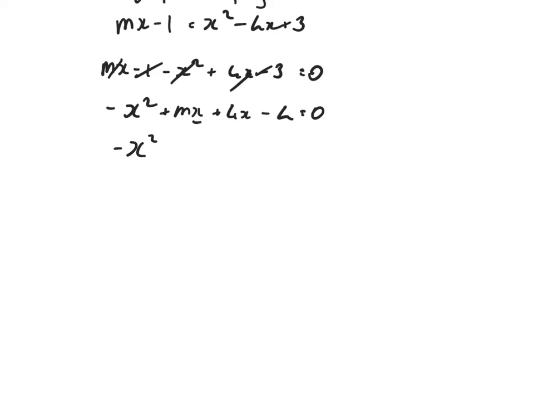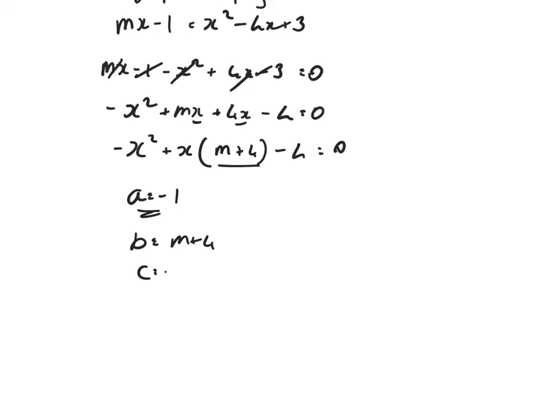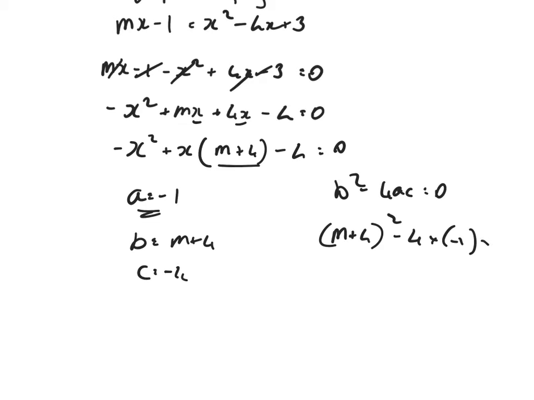Okay, so we've got multiple terms for x here, so to identify b, let's take out the common factor of x: x, bracket m plus 4, close the bracket, minus 4 is equal to 0. So a is minus 1, b, the coefficient of x, is m plus 4, and c is equal to minus 4. We know that the discriminant is equal to 0 since tangents exist in this case. So that will be m plus 4 all squared minus 4 times minus 1 times minus 4 is equal to 0.